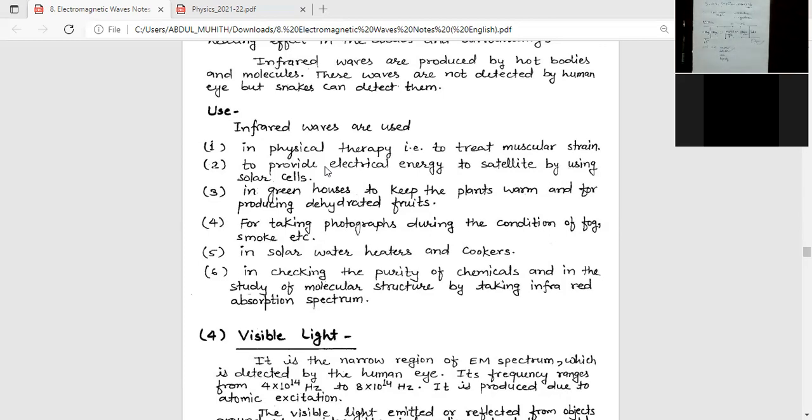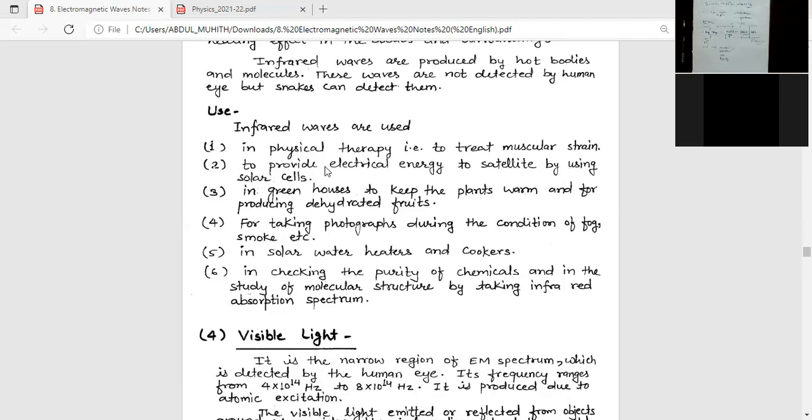In solar water heaters and cookers also we use this. In checking the purity of chemicals and in the study of molecular structure. As I told you when I was teaching atomic physics, every atom has a spectrum. So for that we study the IR spectrum. We have the IR spectrum, UV spectrum, and visible spectrum. There also we are using infrared waves.